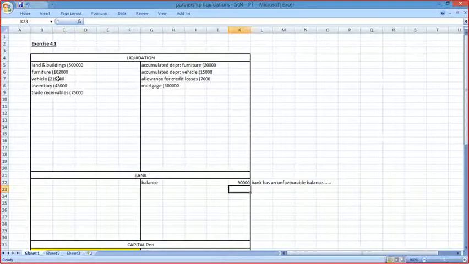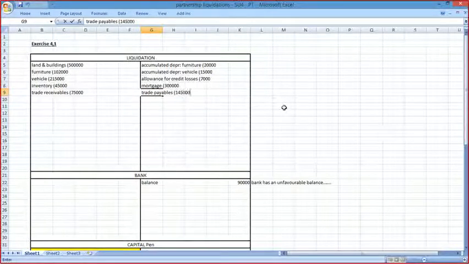Okay, next. The next one is trade payables control. What is it? Creditors. Good. Where does it go? That's a liability. So it will go to liquidation, I suppose. Good. What is the amount? 145,000. Great. Next. That's the last one.